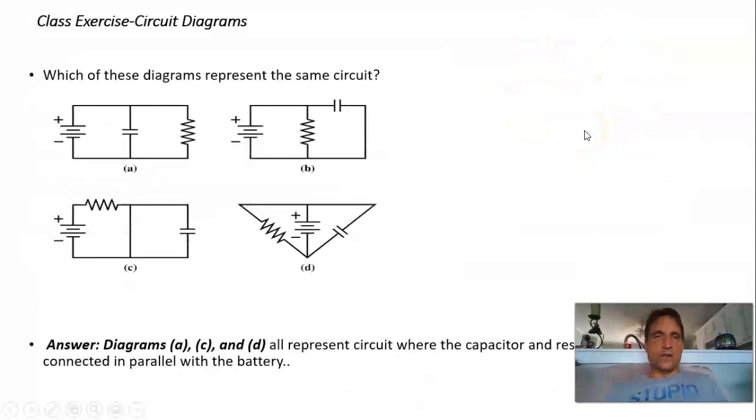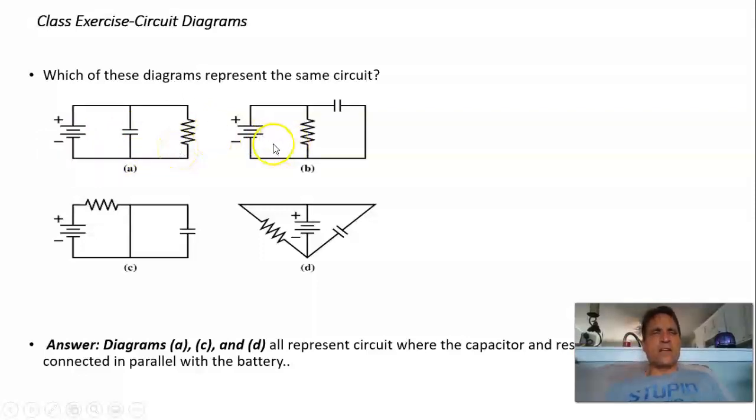Okay, so look here. That's a battery connected in parallel to a capacitor and to a resistor, right? The positive terminal of the battery is connected to the top lead of the capacitor, the top lead of the resistor. The bottom terminal of the battery is connected to the other side of the capacitor and to the other side of the resistor. So let's see if there's any other ones that are like that.